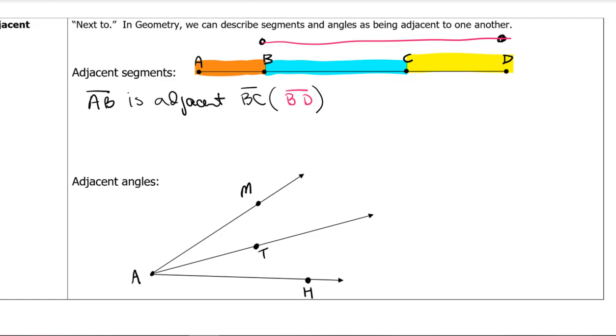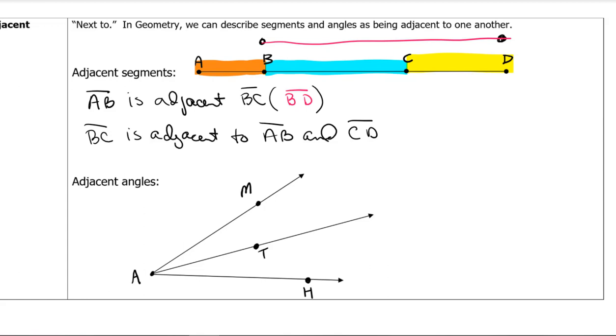Now, speaking of BC, if we start with that one, that one's kind of in the middle. So BC is adjacent to not just one, but two segments. It is adjacent to segment AB and segment CD as well. So that one's kind of nice because it's in the middle. You've got some options with that one. It's adjacent to those two parts.